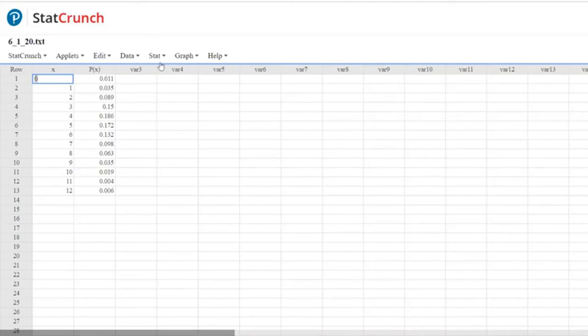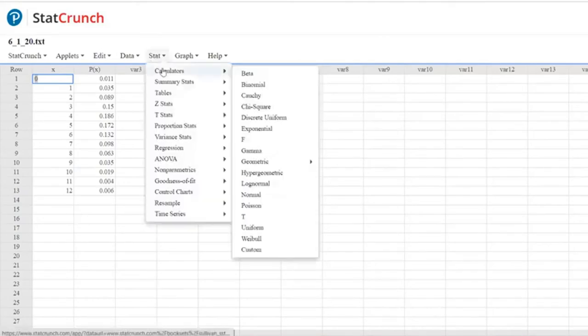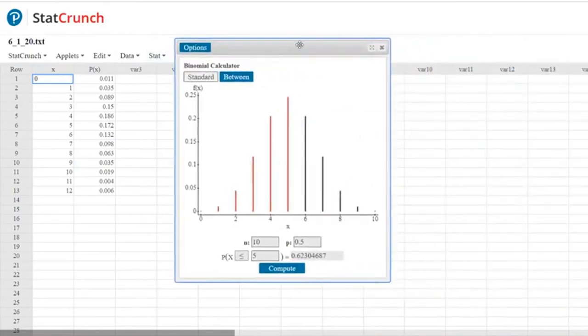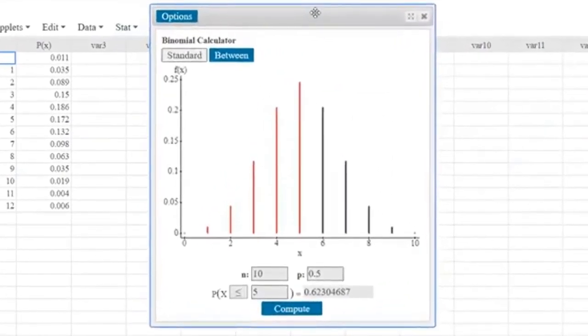So if I go to Stat and Calculators, well, this is all kinds of different calculators, and one of those options is right here at the top, Binomial. So if I select Stat, Calculators, and Binomial, this right here is a binomial probability calculator.